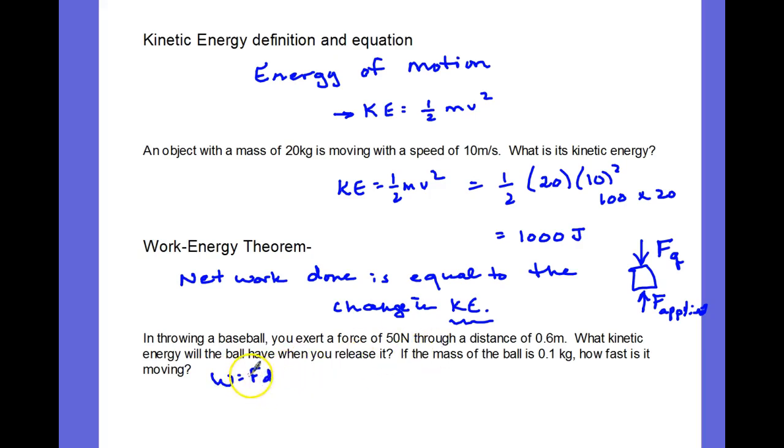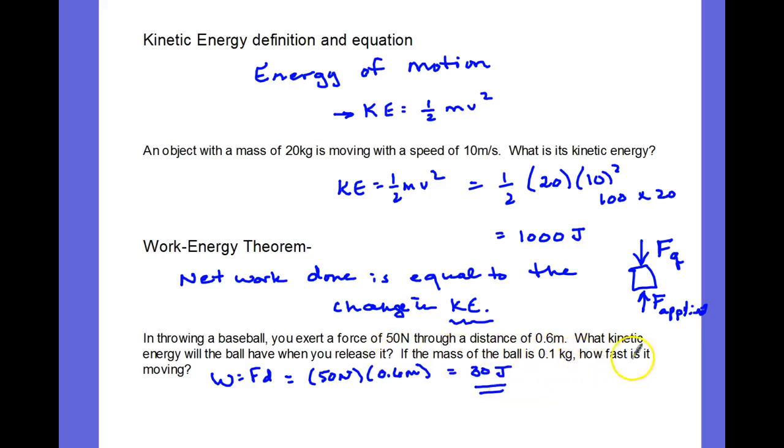They're in the same direction, so we can shorten it to be FD equals 50 newtons times 0.6 meters, and that's equal to 30 joules. And if that's the work done, then that is equal to the change in kinetic energy. It started with 0 kinetic energy, and so it ends up with 30 joules of kinetic energy.